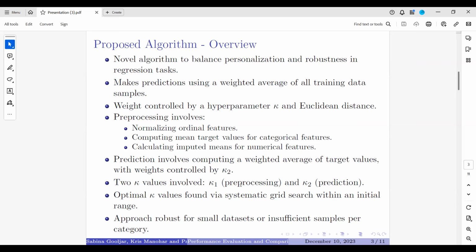The prediction aspect involved using a weighted average of the target values, with the weights controlled by a second kappa value. So we had 2 kappa values, one for pre-processing and one for the prediction. The optimal kappa values were found using a systematic grid search. This approach is robust for small data sets or where we have insufficient samples per category.